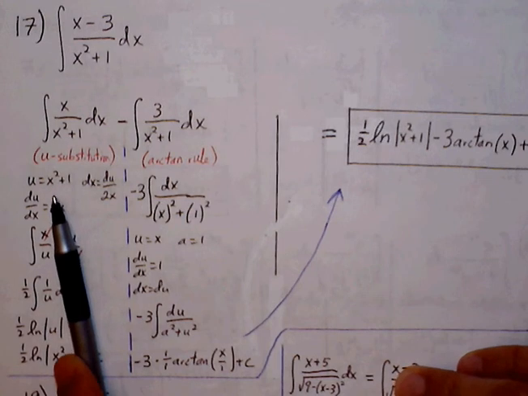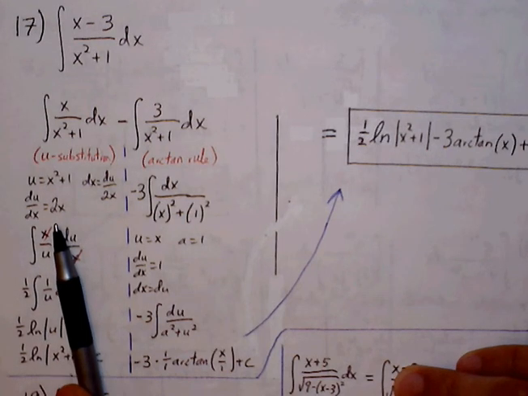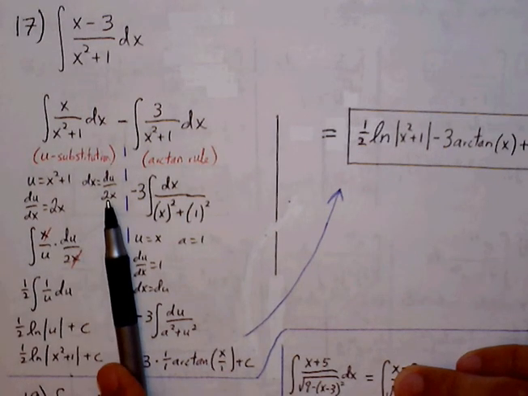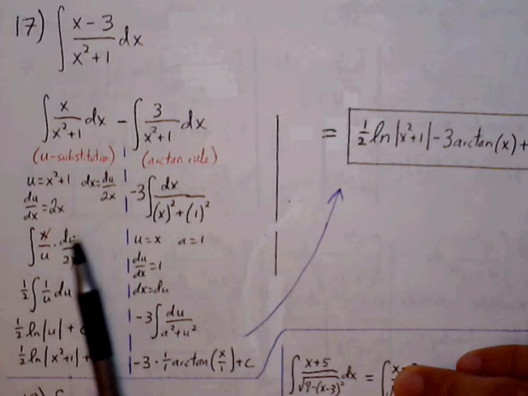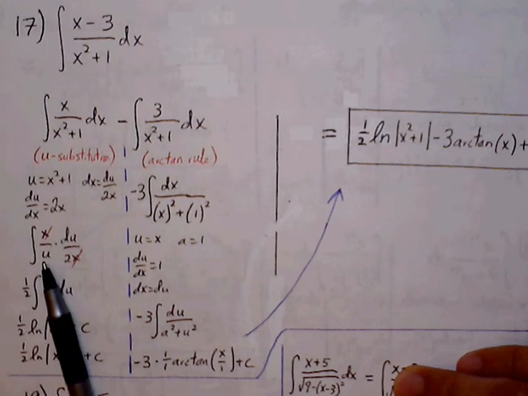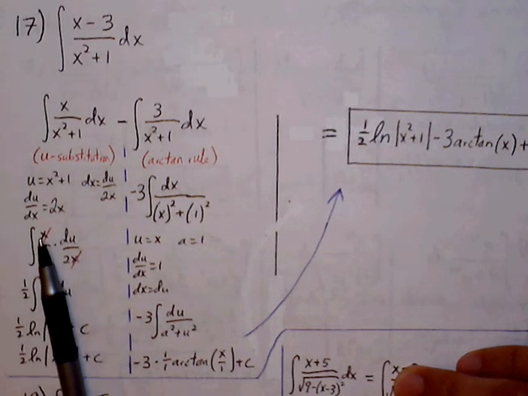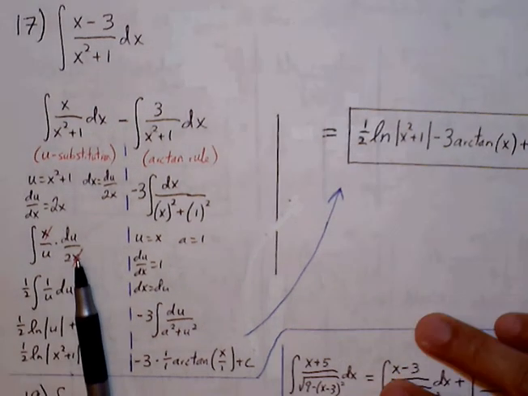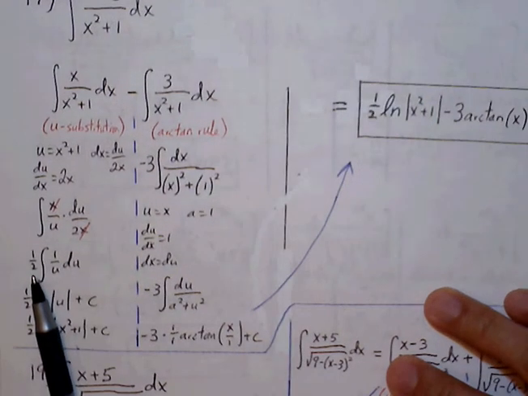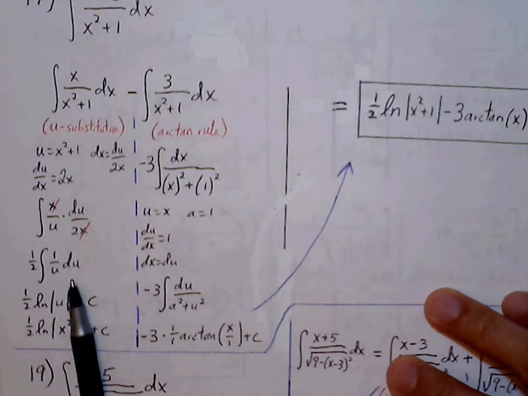Our u value on the left side is x squared plus 1. Our derivative is 2x. dx is du over 2x. We make our substitutions. The x stays, the denominator becomes u, and dx gets replaced with du over 2x. The x is canceled out. The 2 is a coefficient, so it gets pulled out in front: 1/2 times the integral of 1 over u du.